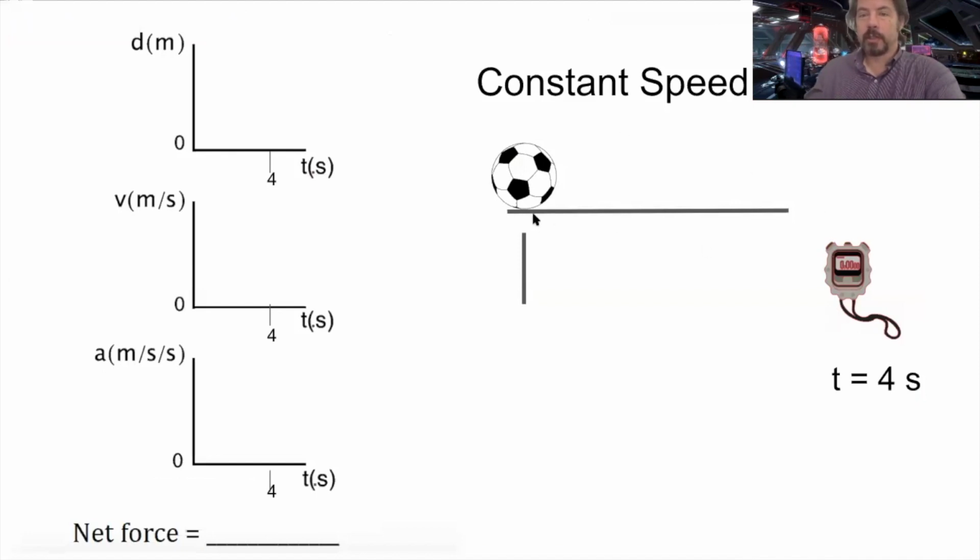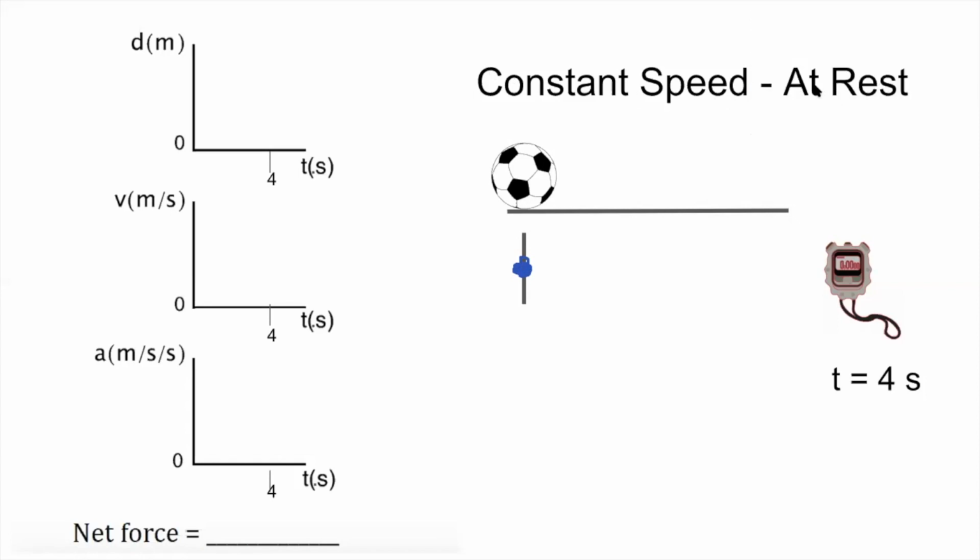So the soccer ball is sitting here on the ground, and we're going to click the timer. Ready, set, go. There's 1 second. And there's another second. And there's another second. And there's another second. So our dots are not moving. So we could say that this one is at rest. So the ball is not moving.